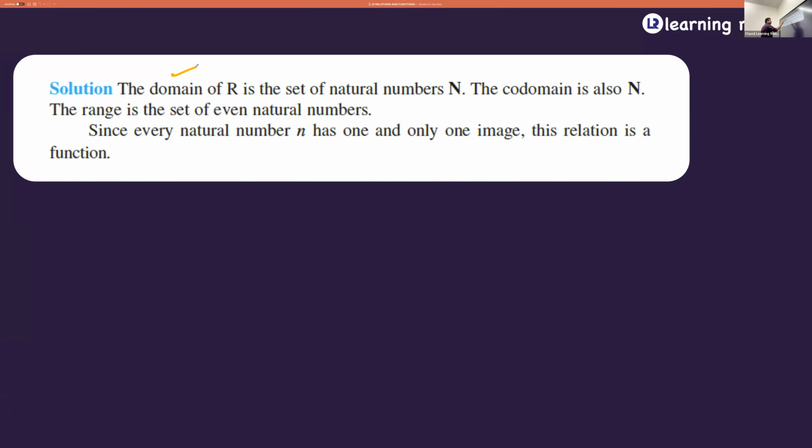Okay. So this is how the answer is given. The domain of R is the set of natural numbers. The codomain is also natural numbers. The range is the set of even natural numbers. They have given it theoretically, but we wrote it mathematically, right? Since every natural number n has one and only one image, this relation is said to be a function. So this is how you report the answer in your exam.